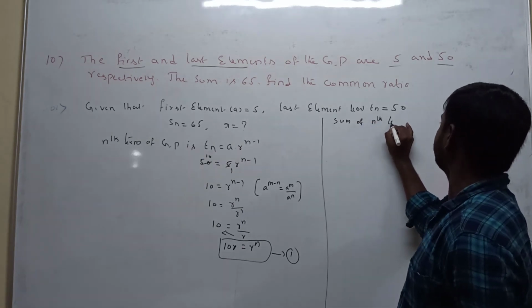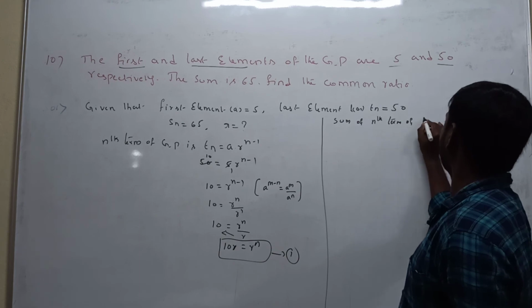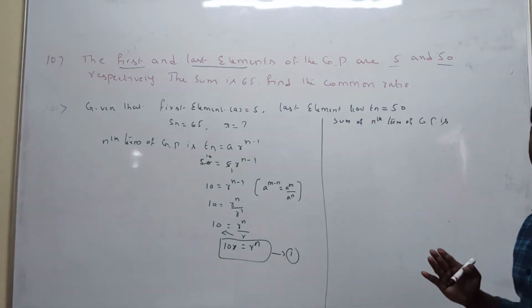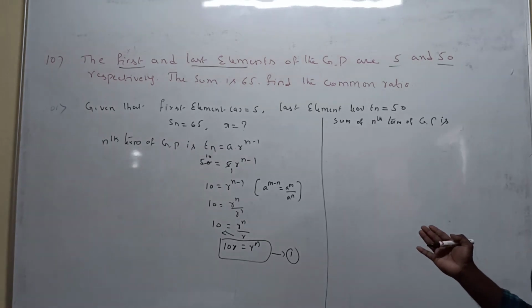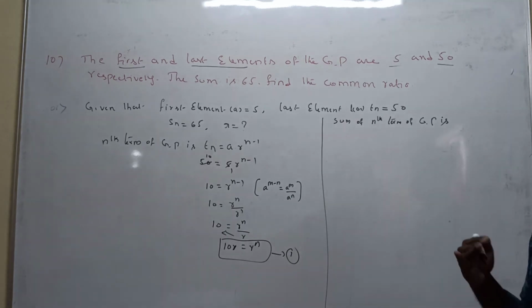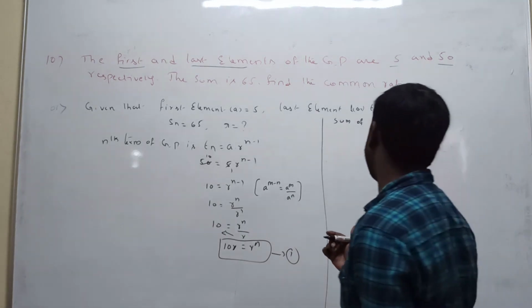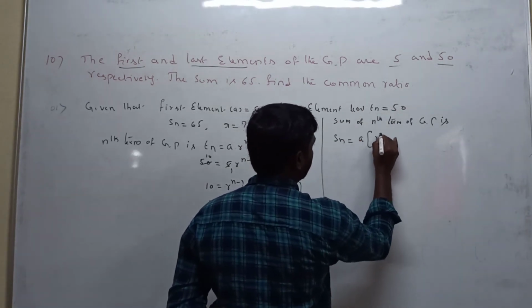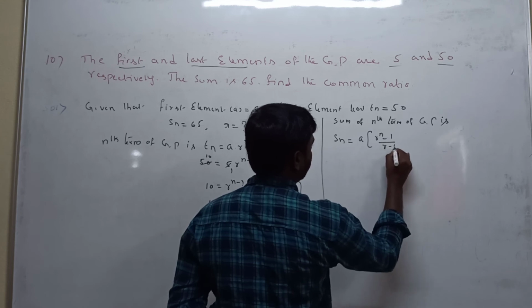Next we apply the sum of the nth term of a geometric progression. We can apply any one formula: you can apply the r is less than one formula or the r is greater than one formula. That is your choice, because you don't know the r value, so you can apply any one formula. I am applying the second formula: Sn is equal to a into r to the power of n minus 1 by r minus 1.